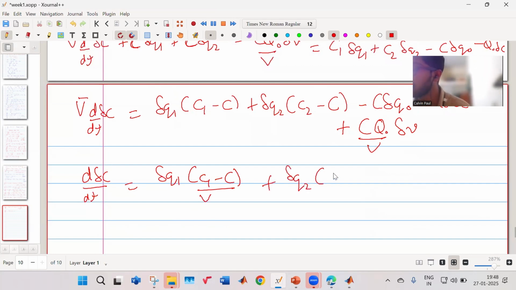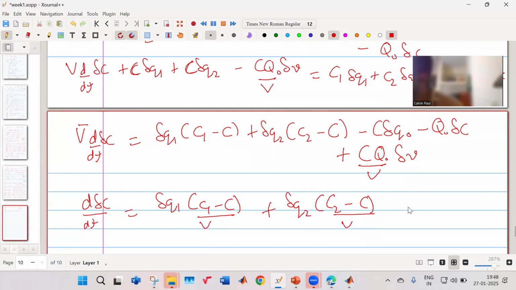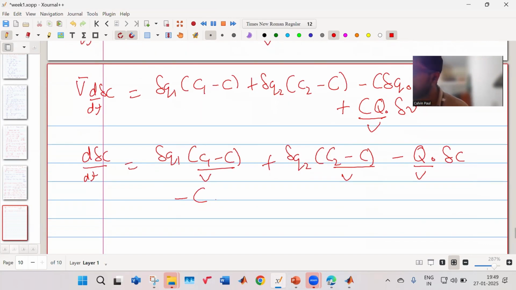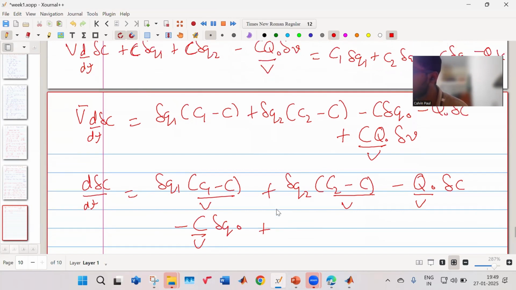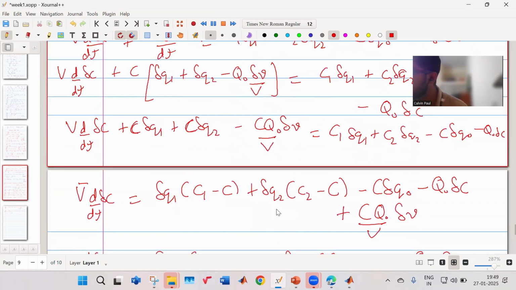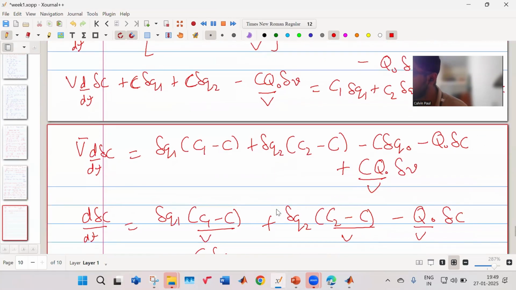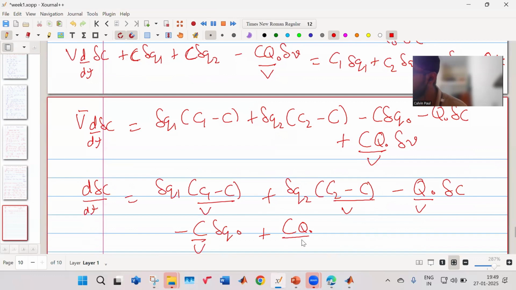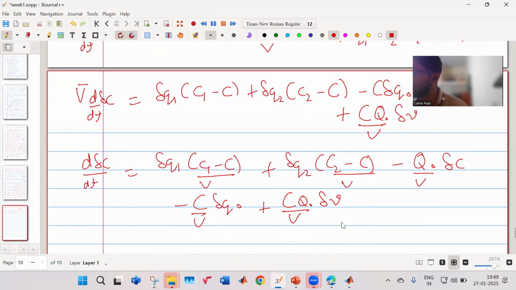Okay, so here we have dC/dt is delta Q1 upon V into C1 minus capital C, plus delta Q2 upon V into C2 minus capital C, minus Q naught upon V delta C minus C delta Q naught upon V plus C Q naught upon V delta V.